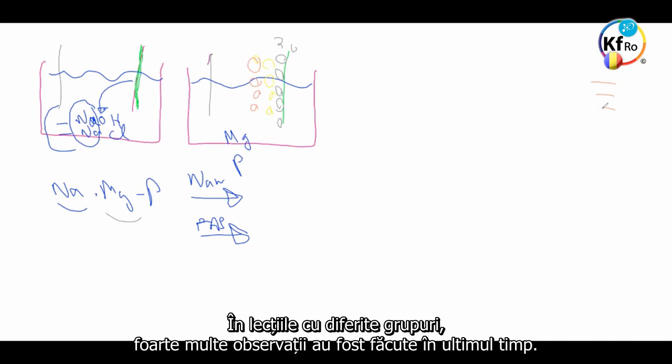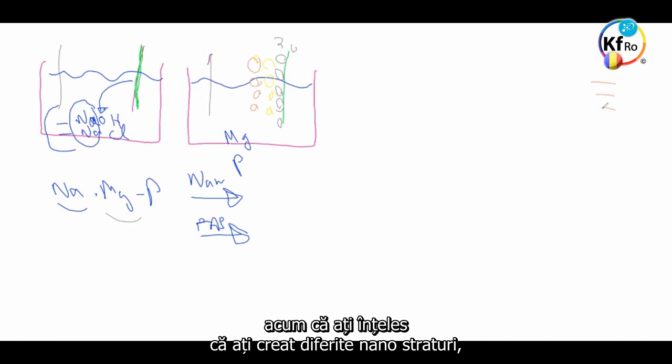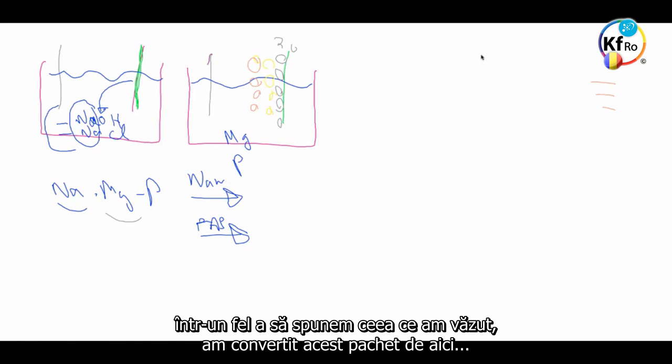In the teachings with different groups, a lot of observation has been made over the past times. You can do the same thing with coal making. I was explaining in one of the innovation groups. Now that you understood that you create different nano layers in a way of, let's say, what we've seen, I convert this one back to here.